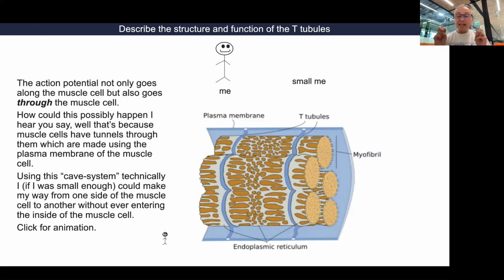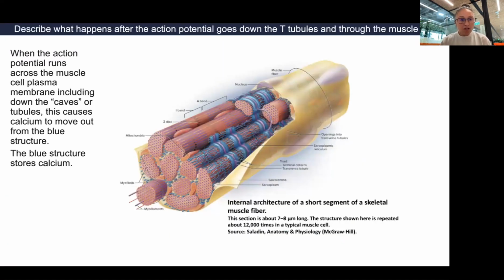Now, these cave systems, so these tubes or caves, are called the T-tubules. So they go through the muscle cell and they make a cave out of plasma membranes. It's a plasma membrane cave. Right. So what happens after that? Let me just move myself here. Okay. So it goes through the T-tubules.